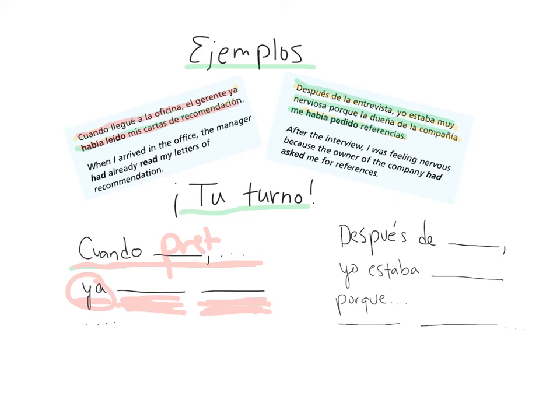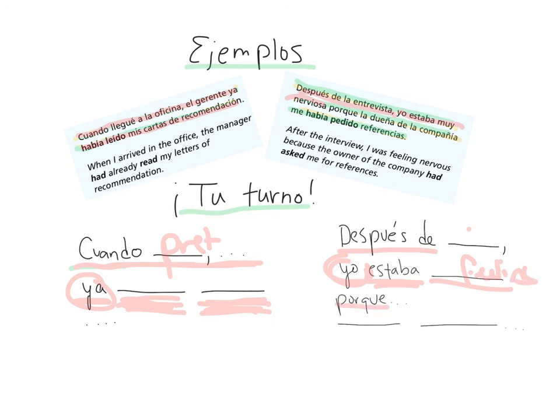All right, let's do another example like this one. Después de, after, so you need to put after what, whatever you decide, like in the example, after the interview. Yo estaba, or if you don't want it to be yo, you can make somebody else have a feeling. Like this person said, I was very nervous, yo estaba, or somebody was, and there should be a feeling right here.